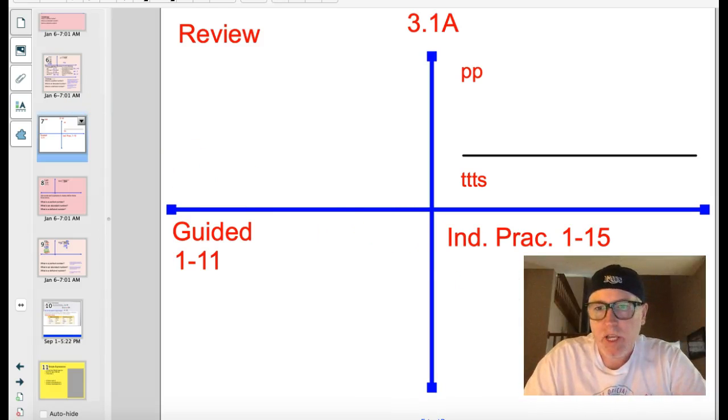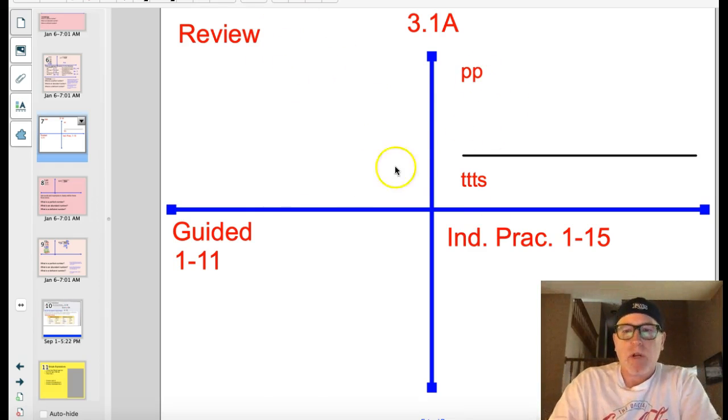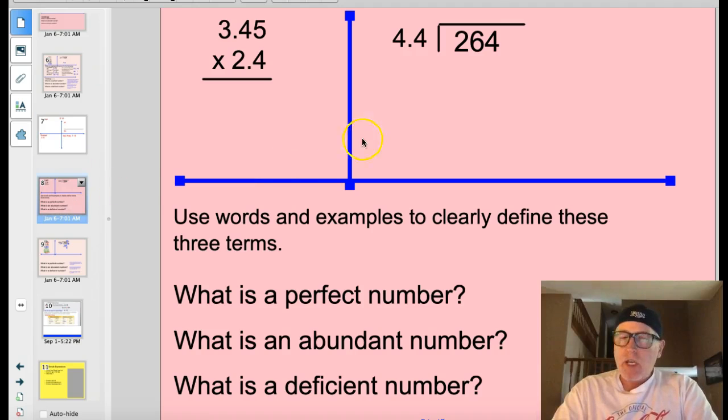Morning, Valley Middle. Today we'll be working on lesson 3.1a, standard lesson. We've got a review, we've got a video with pause problems to take to the show. We've got 11 guided problems and 15 independent problems. Let's go ahead and start off with the review.